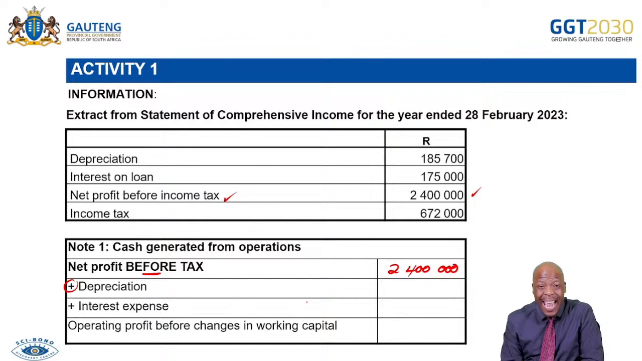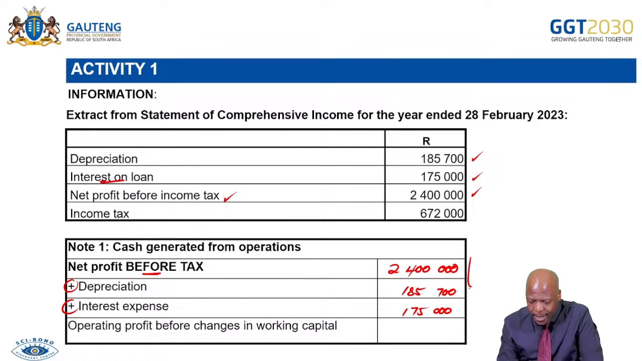The next thing is to add depreciation. Why? Because this is a non-cash item. So I'm going to come and add my 185,700. That is my depreciation. Are you still following? Thank you. All right. So after depreciation, what is the next thing? You can see already here. I'm going to come and add my interest expense. All right. And how much is that interest? You see here, interest on loan, 175,000. So I'll come here and I'll add my 175,000. I add it there.